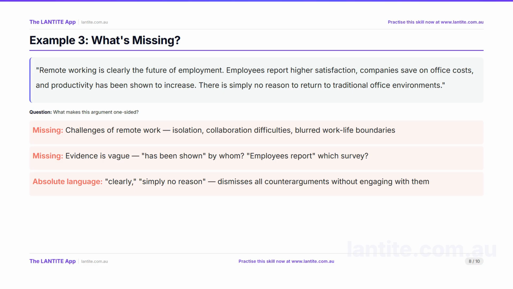Second, the evidence is vague. Has been shown by whom? Employees report, but which survey? Third, the language is absolute. Clearly and simply no reason dismiss all counter-arguments without engaging with any of them. A stronger version of this argument would acknowledge these challenges and explain why the benefits still outweigh them.